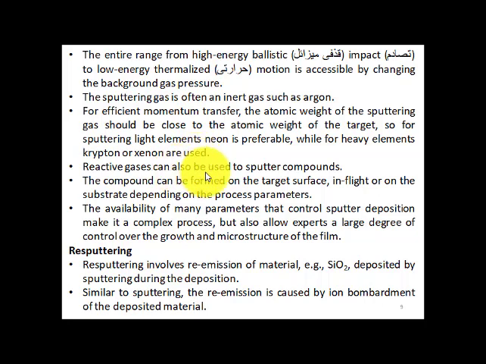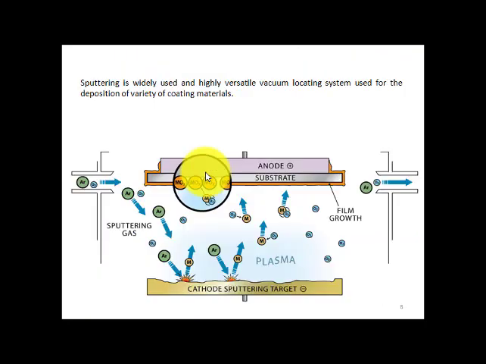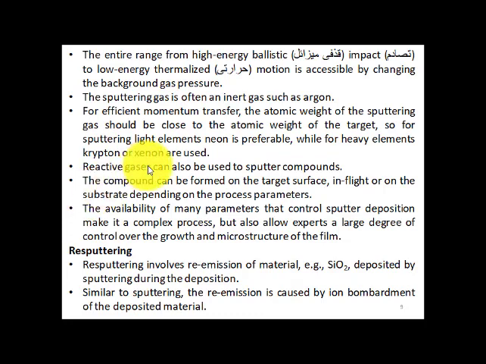Reactive gases can also be used to sputter compounds, as has been shown on the previous page with the example of metal oxide. Here oxygen is a reactive gas. The compound can be formed on the target surface, in flight, or on the substrate, depending on the process parameters. So the compound can be formed at three places.